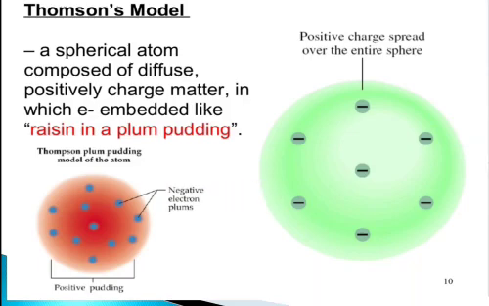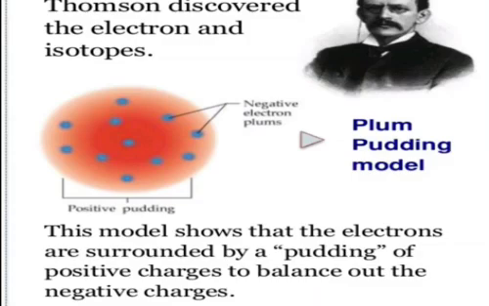If we apply this Thomson model, we will observe that all the negative electrons are surrounded by the positive diffuse mass of the atom. But this theory is not correct, because we already know that the mass of the atom is concentrated in the center, in the nucleus, and especially the positive charge is concentrated in the center of the nucleus.